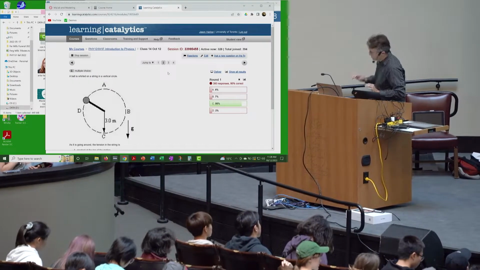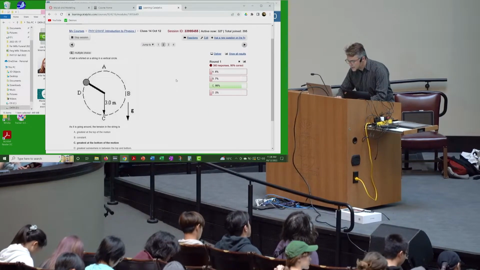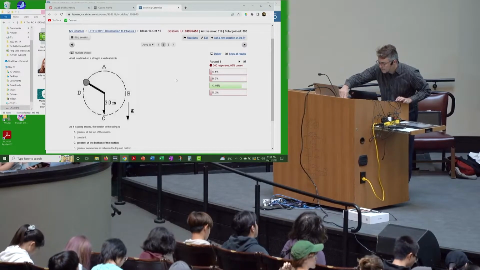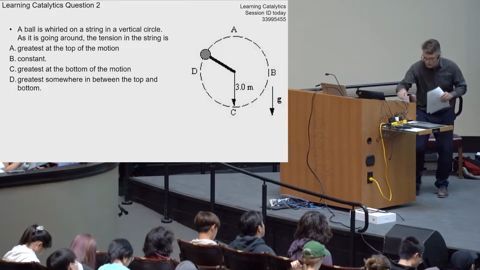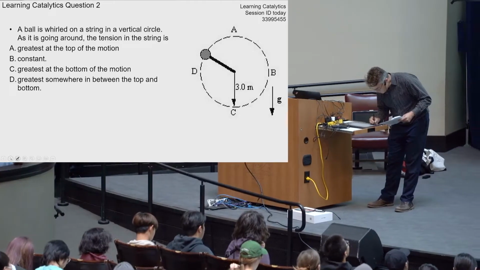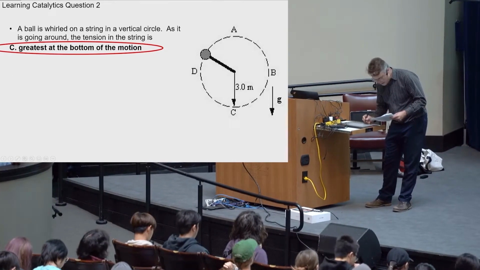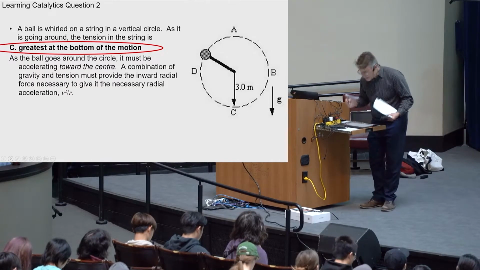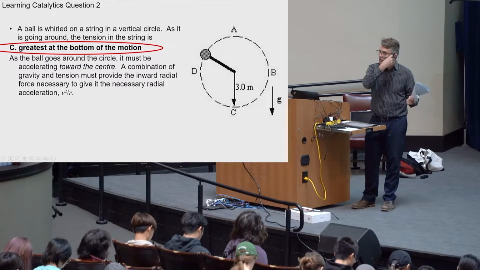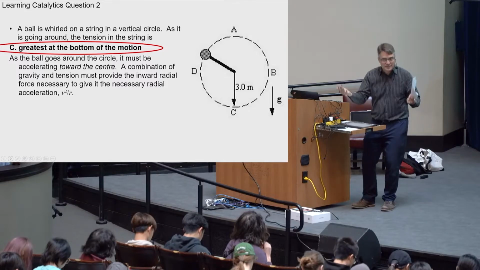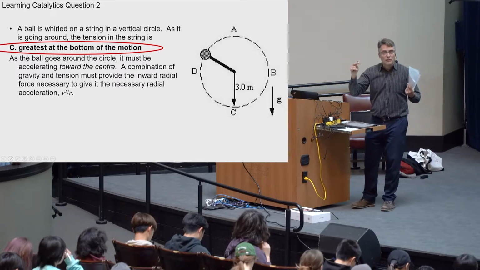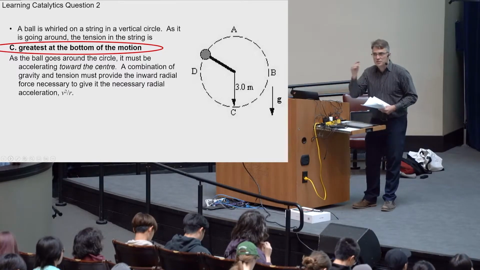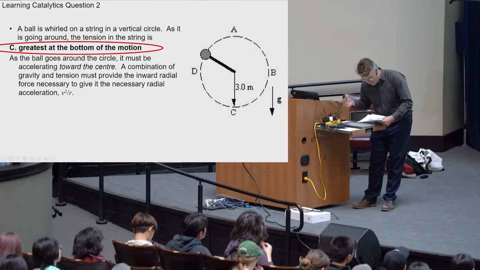Yeah, so what's the answer here? Greatest at the bottom of the motion. So let me go through why I think that is using my new tablet. As the ball goes around the circle, it must be accelerating towards the center. We figured that out before. A sub r is towards the center. That's the acceleration, and so the net force has to be in the direction of the acceleration. And the net force is just the sum of all the forces that are acting on it. In this case, gravity and tension.